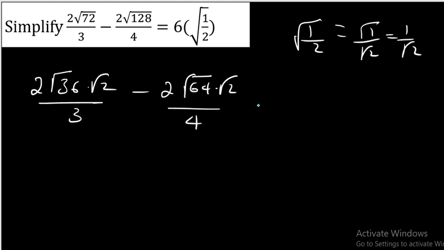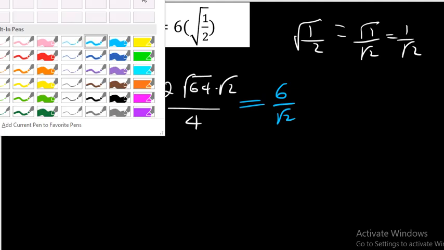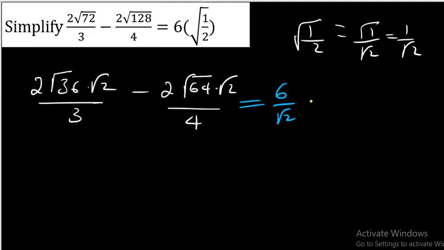Let me repeat once again, just to make it clear. To the right side, what do I have? It is 6 over radical 2. So let me do it with the other color. After this, you can multiply by root 2 over root 2, which will be 6 radical 2 over 2. That means 3 radical 2.